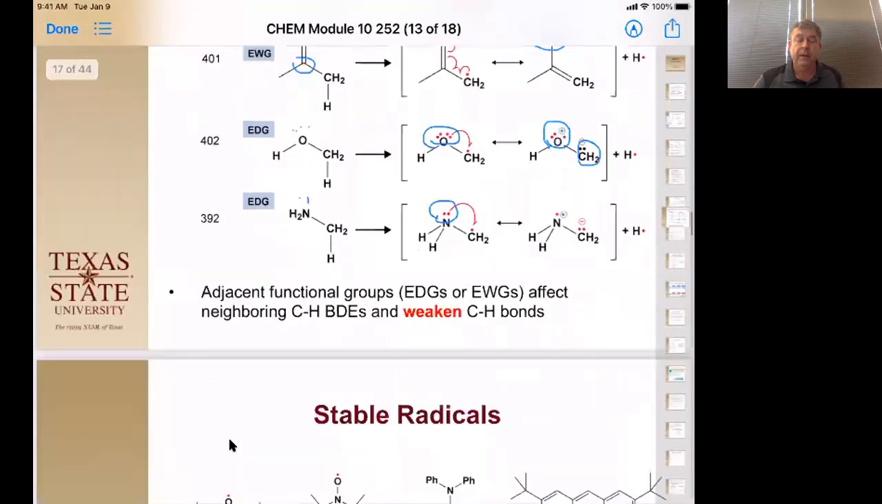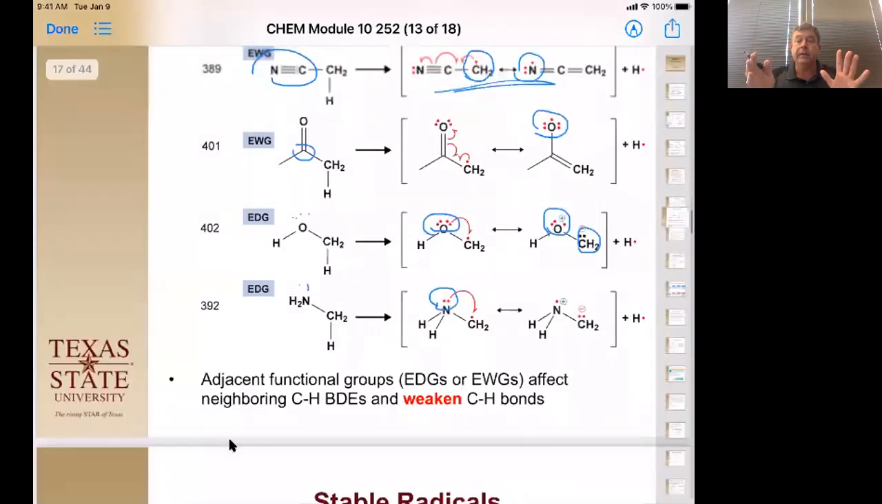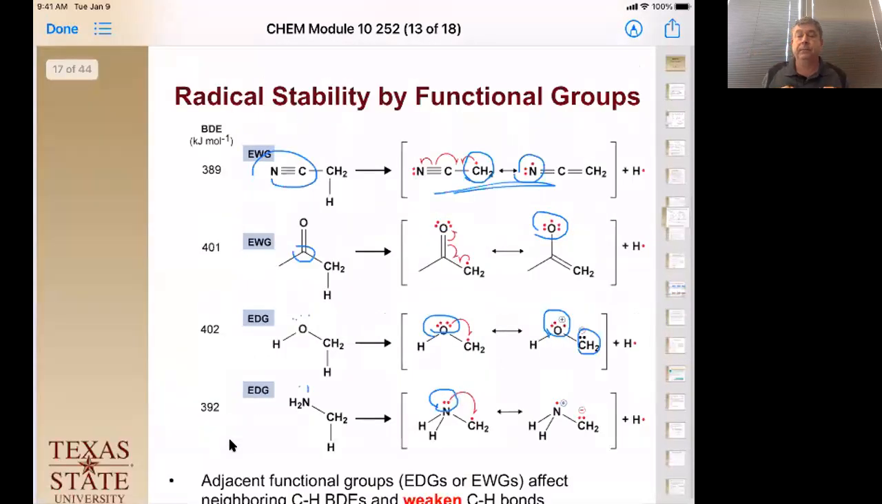All right. Questions on the trends in radical stability? Those should look very familiar, the same way we did acidity and other things. They follow just the same trends.